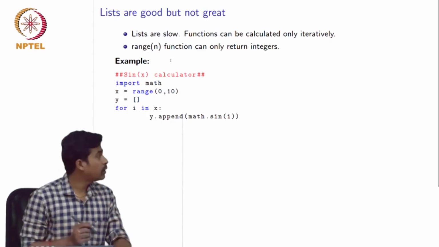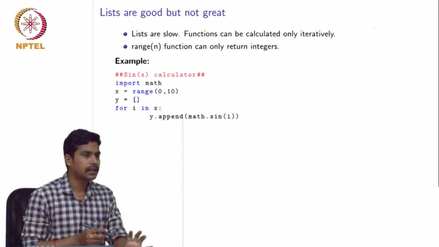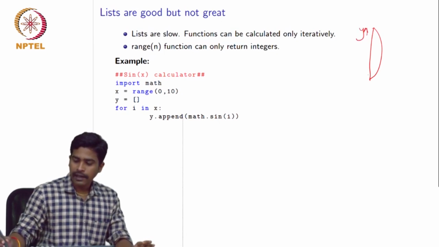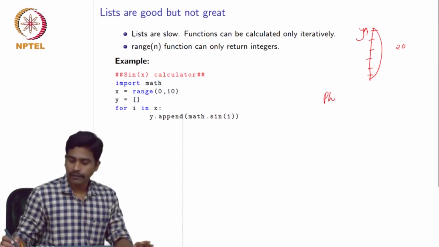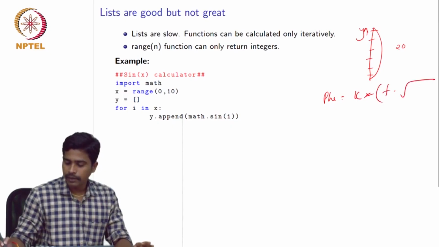As I have shown in the previous exercise, we calculated the phase function of a lens using lists. So we had a lens, and this is the y-axis, and we sampled this y-axis at around 20 points, and then we used the equation phi equals k into f minus the square root of y square plus f square.